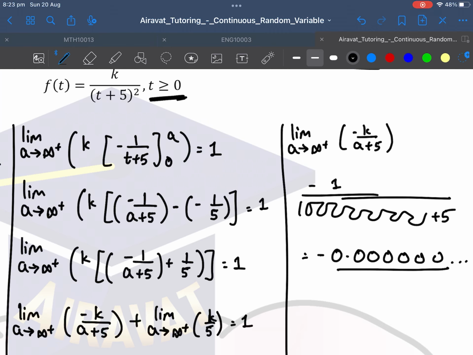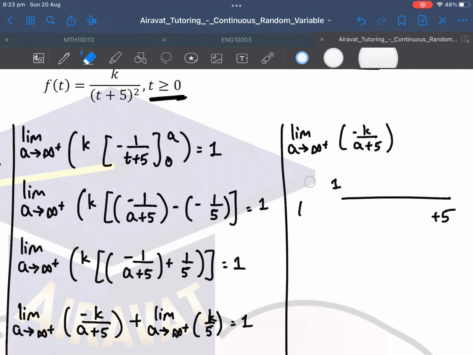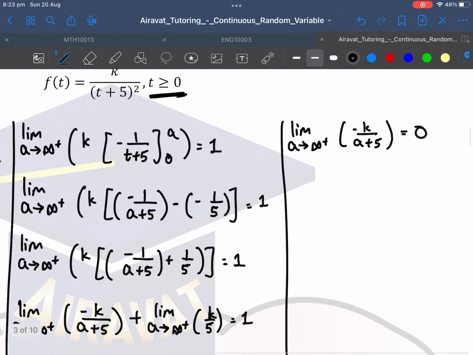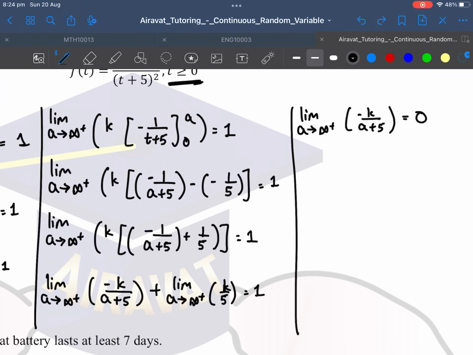And as I keep increasing the amount of zeros and make a bigger and bigger, the amount of zeros before this will just keep increasing. And this means that eventually, as a gets infinitely big, this fraction is going to approach 0. Okay, I hope that made sense. Alright, very good. So this is just going to become 0.